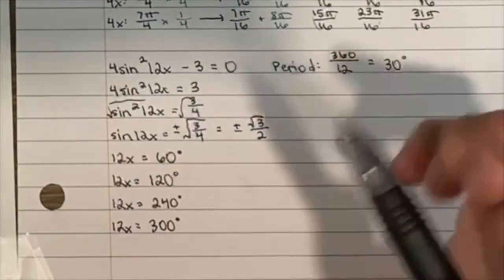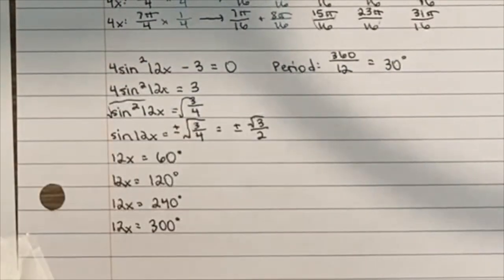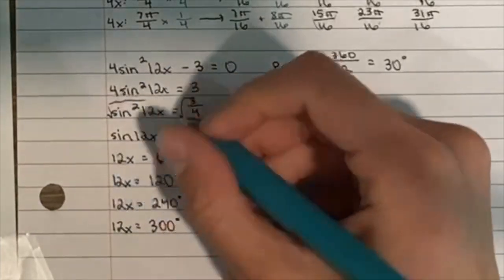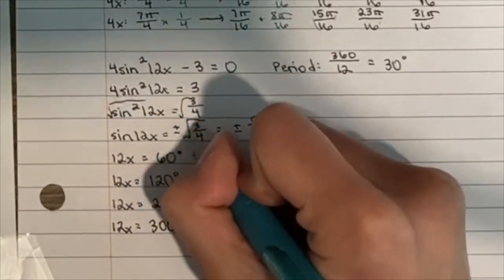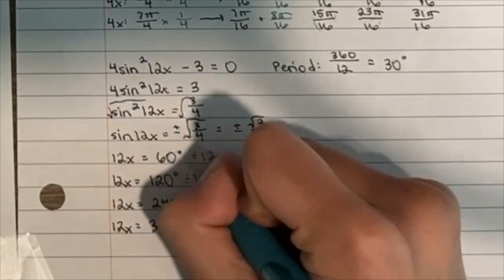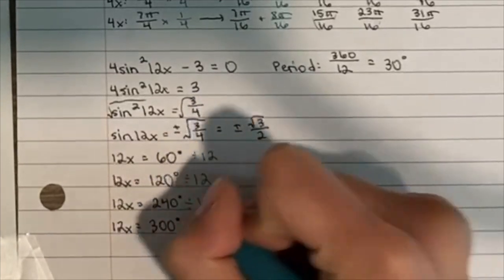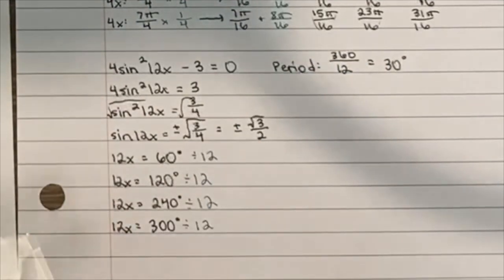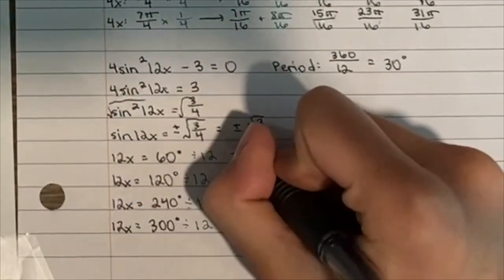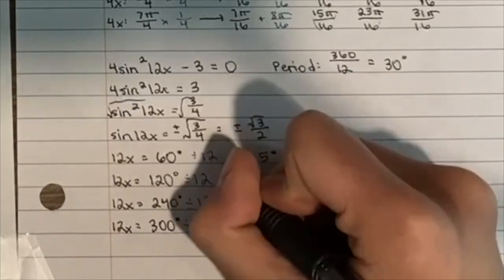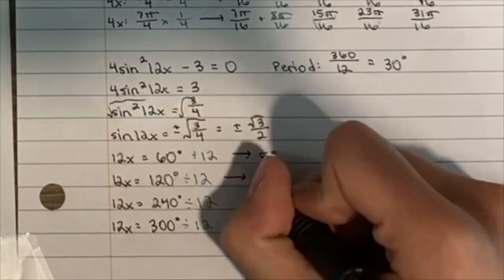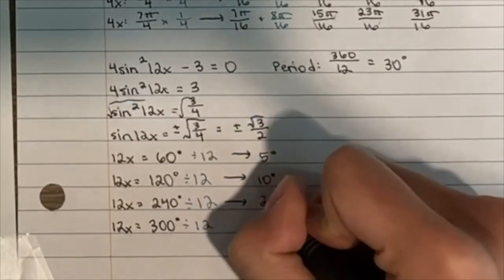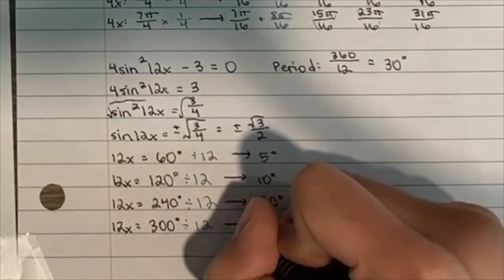Now we have to divide these by 12 because of this here to make sure it equals x. So divide by 12, divide by 12. And that's going to give 5 degrees, 10 degrees, 20 degrees, and 25 degrees.